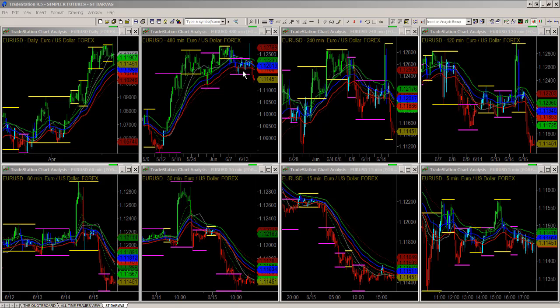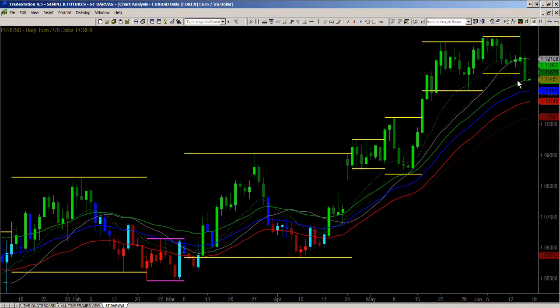So take a look at what's happening right here. Notice the level on the daily that we're focusing on for a swing buy in the 1135 area. This is on the Euro US. What I knew is yesterday we were testing the 113 handle on the Euro US.